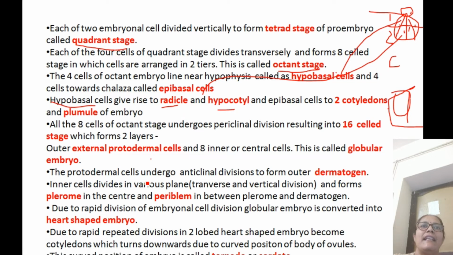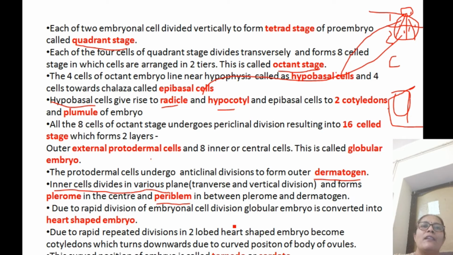The protodermal cells undergo anticlinal division and form the dermatogen, which forms the epidermis. The inner cells divide in various planes. Various planes means transverse division also, vertical division also, and forms the plerome. In the center it forms a mass of tissue called plerome, and the tissue which is present between plerome and dermatogen is called periblem.